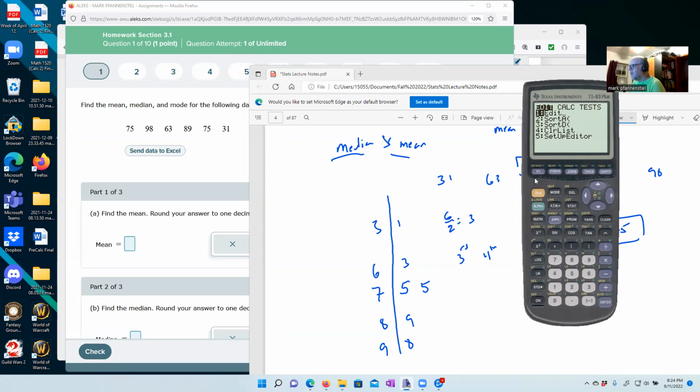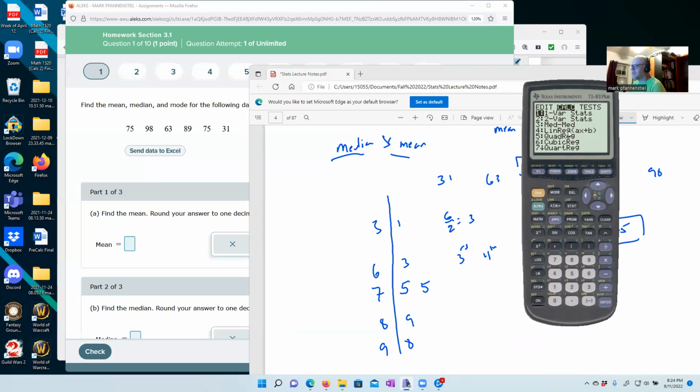So we have stat. What we're going to do is go to calc, okay? And you're going to hit one variable statistics. You're almost always going to hit one variable statistics. And when we get to chapter 4, we want two variable statistics.